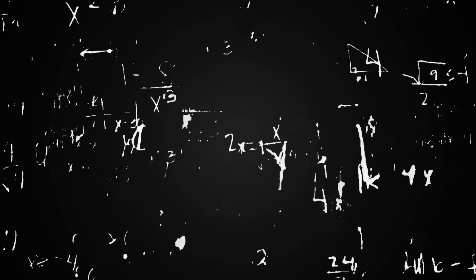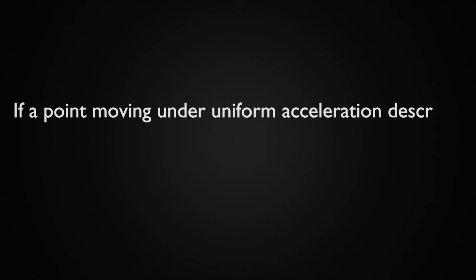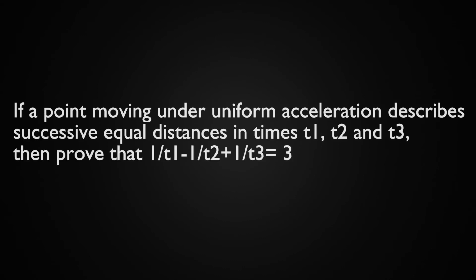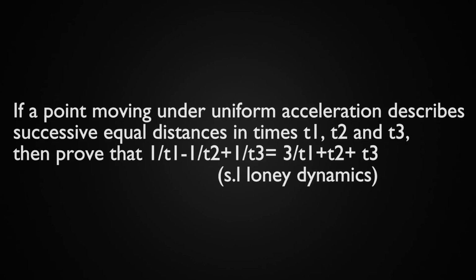If a point moving under uniform acceleration describes successive equal distances in times t1, t2 and t3, then prove that 1 over t1 minus 1 over t2 plus 1 over t3 is equal to 3 over t1 plus t2 plus t3. This question is taken from SL Loney's Dynamics. You may pause the video and write it down.